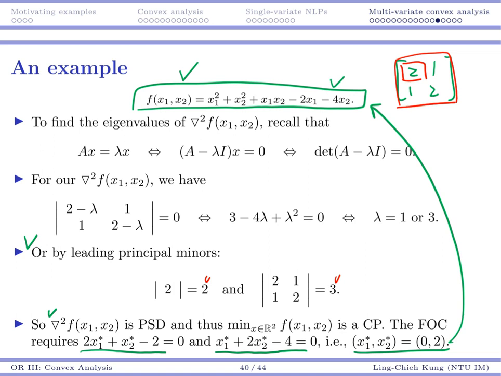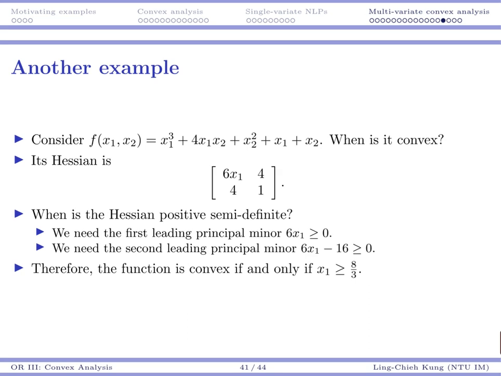Okay, so that's one thing. Let's consider another example. In this example, we have a somewhat different function. Now this function is no longer quadratic, so you have a third order term. We may find its Hessian as this one. I'm not going to go through the process. Please do it by yourself.